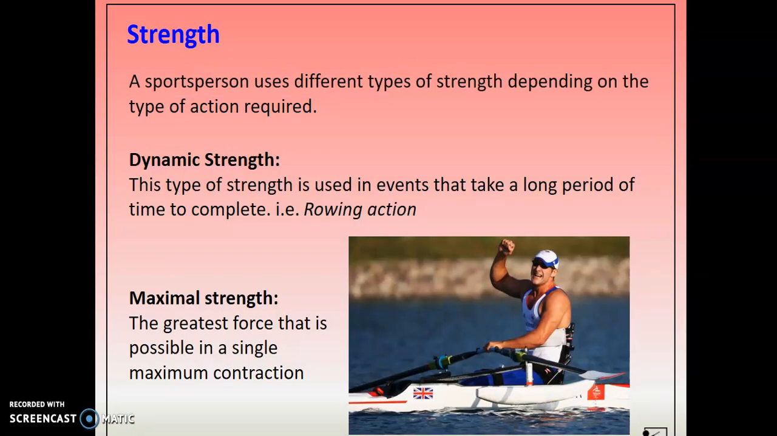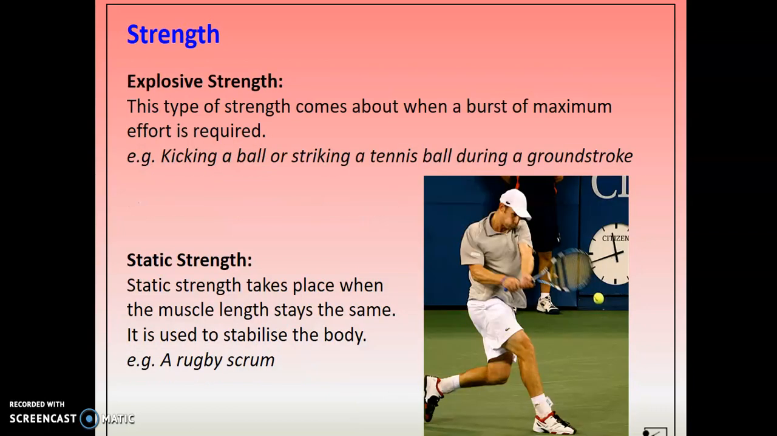There you go, you've got two different types of strength. So strength over a long period of time, so a rowing action, and then maximal strength, so in one contraction. Explosive strength then, that's linked to power as well. So give you an example of somebody kicking the ball or striking a tennis ball. You need to strike it with power. And then static strength, so being able to keep that strength in a hold position for a long period of time, e.g. a rugby scrum.